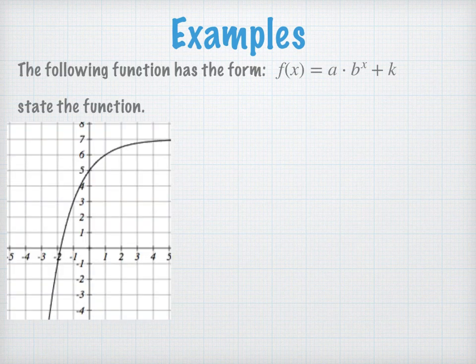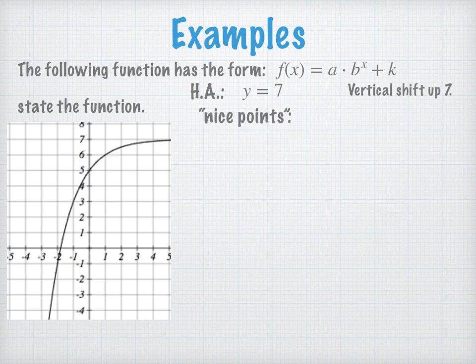Again, we want to state the function that has the following form, f of x equals a times b raised to the x plus k. And we have our function graphed for us here. Again, the first thing we're always going to do, find your horizontal asymptote. Looking at this, we would say that the horizontal asymptote is y equals 7. This tells us that we have a vertical shift up of 7.